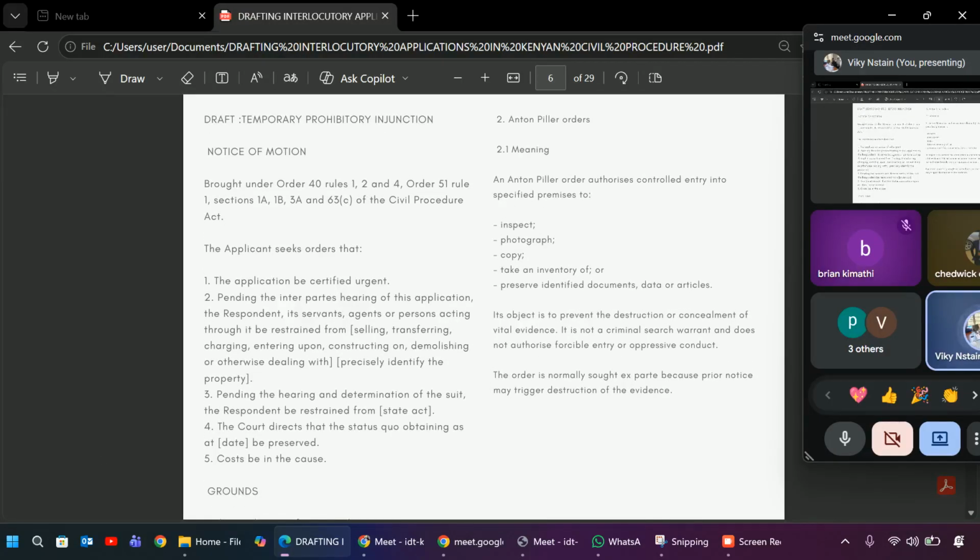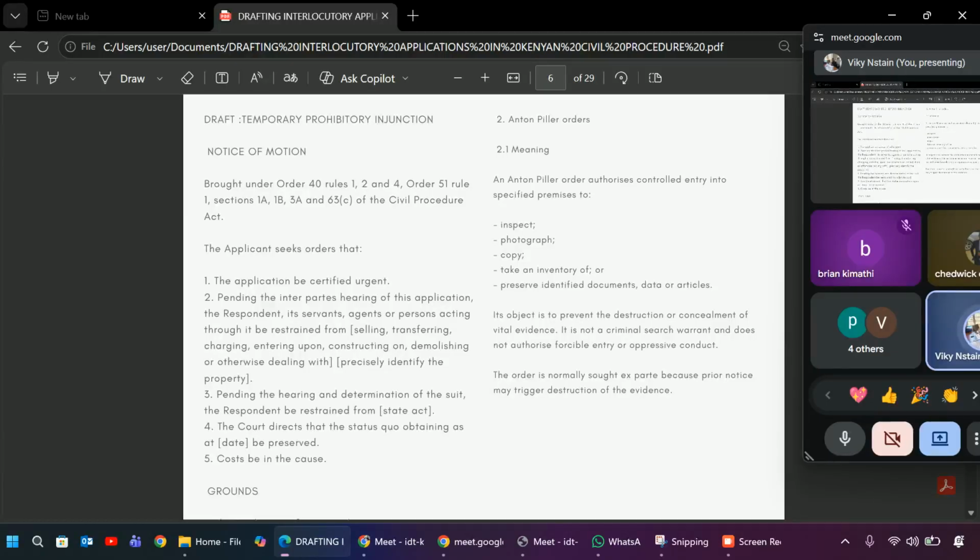So when it comes to Anton-Pillar orders, this is also a kind of a temporary injunction to give orders for inspection of a certain property or item. So an Anton-Pillar order authorizes controlled entry into specified premises, either to inspect, to take photographs, copy, take an inventory of, or preserve identified documents, and its object is to prevent the destruction or concealment of vital evidence.